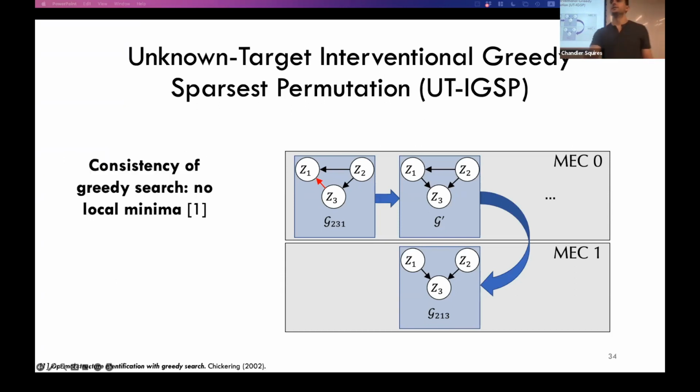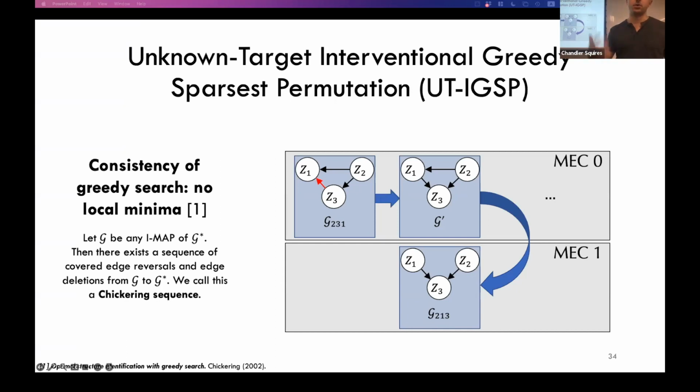So an important thing about this process is that this greedy search is actually consistent. Again, talking about things in the infinite data regime, where we're able to exactly get these conditional independence tests and establish what the minimal IMAP would be for each of these permutations. This is a similar result in the field. It's also what makes greedy equivalence search work: there's no local minimum. One way of stating that is that if we have any graph G which is an IMAP of, say, this true graph G star, then there's going to be a sequence of covered edge reversals, which take us within a Markov equivalence class, and edge deletions from that G to the G star. In honor of the author, we call this a Chickering sequence.